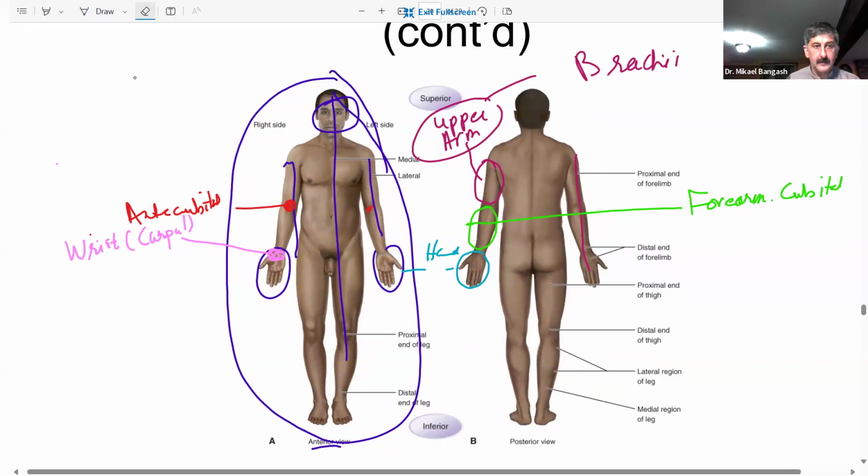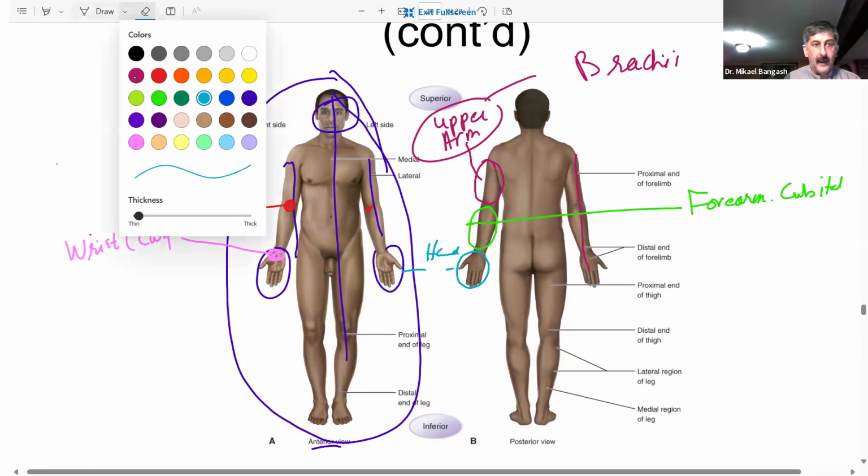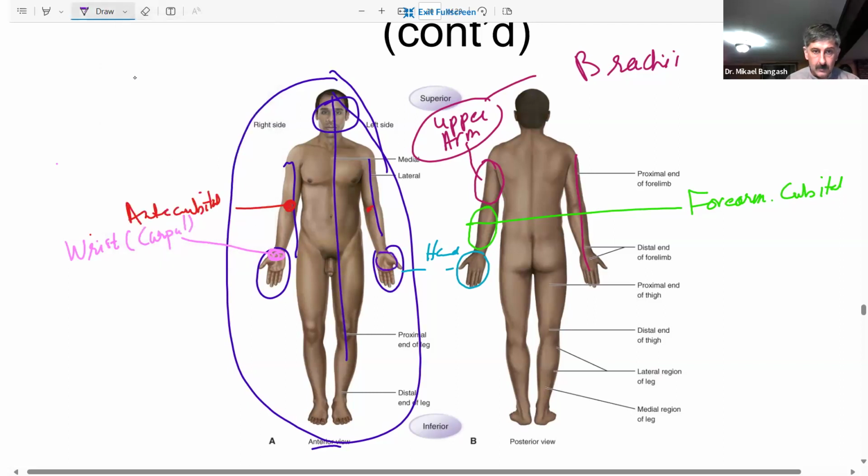So when we say our palms are facing forward, that will mainly mean that this side of the hand, your palm, is what we can call the palmar surface of your hand.